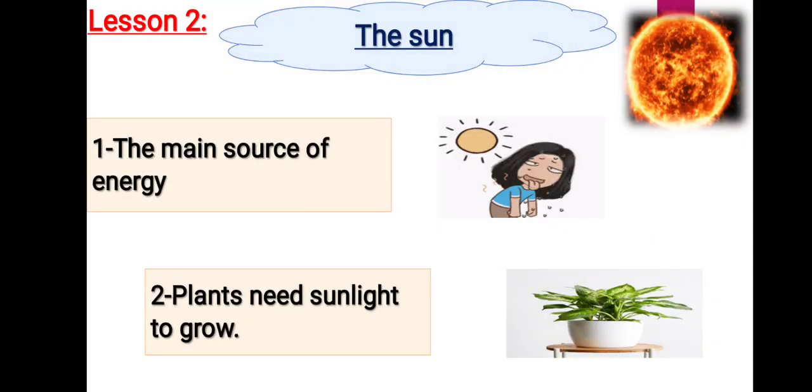After that, let's start to talk about the sun. Do you know what the sun is? Yes. The sun is the main source of energy on the earth. What is the meaning of main source of energy?